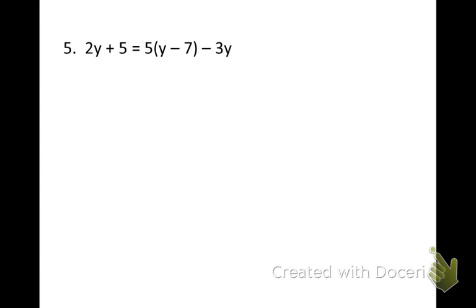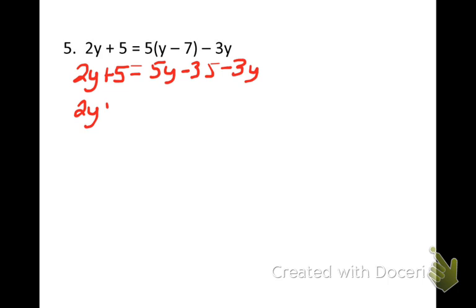So in this problem, I do need to distribute first. So 2y plus 5. Distributing, I'm going to get 5y minus 35 minus 3y. Now if you notice on the left, I have some y's that can be simplified. A lot of times after you distribute, that's going to be a step you want to do, called simplifying. We're just looking at the one side, taking 5y minus 3y. That would just give me 2y minus 35.